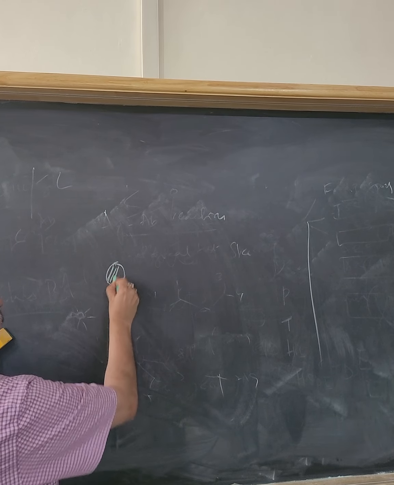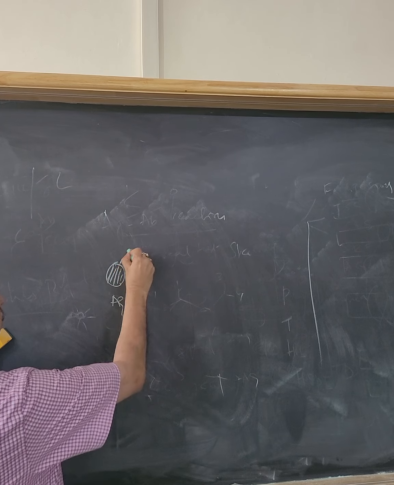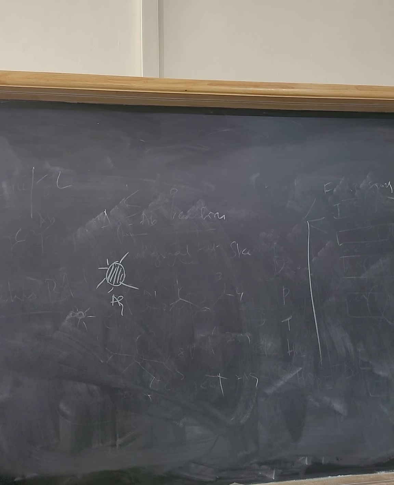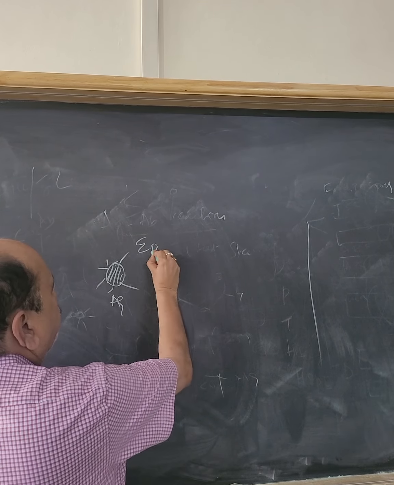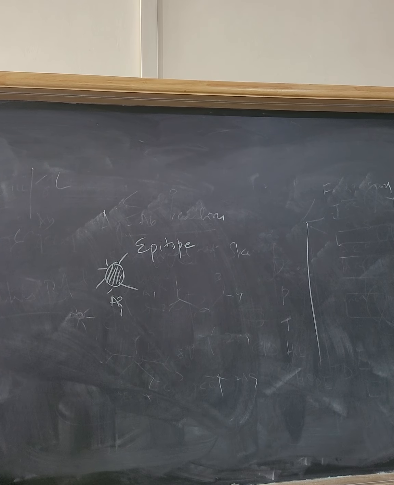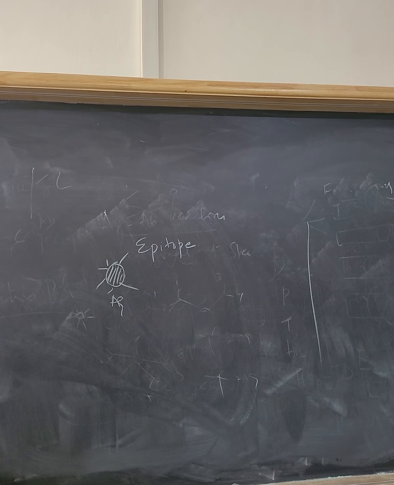Now, as I said, this is an antigen. It can combine here, here, or anywhere. A very small portion of the antigen combines with the antibody. The part of the antigen where it combines with the antibody is called the epitope.